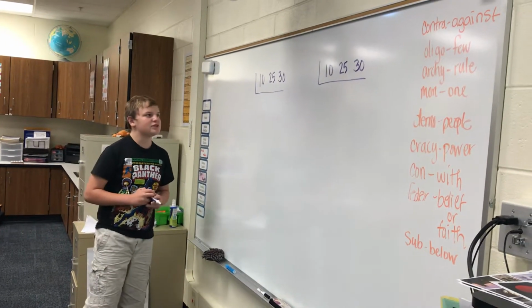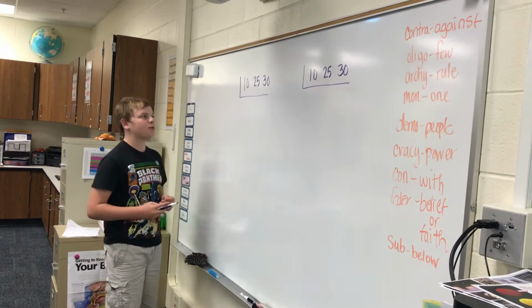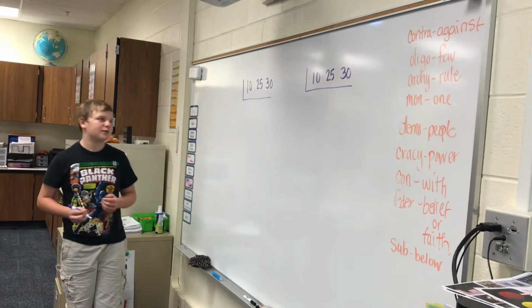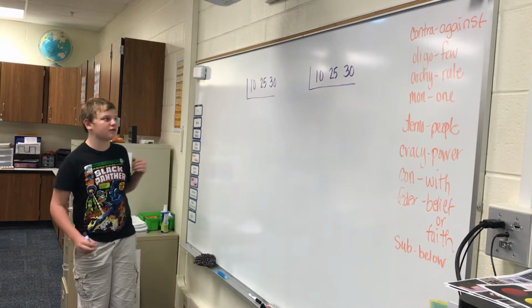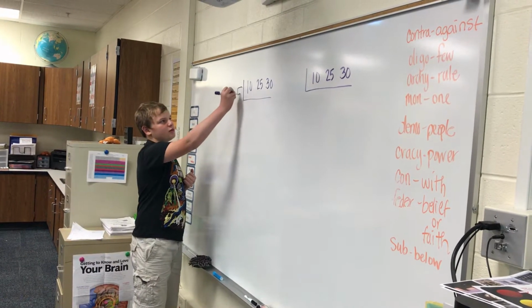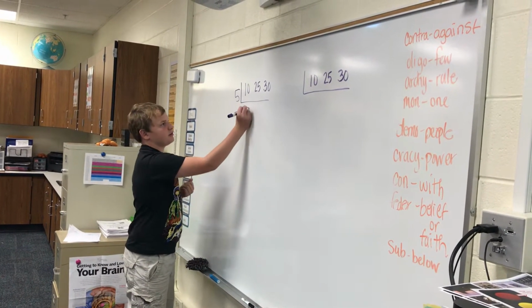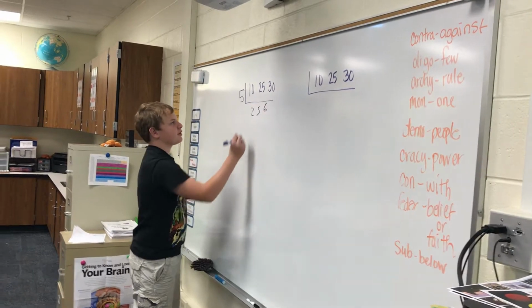So we were trying to find the GCF of the problem, and so we decided to use the ladder method to find the GCF of 10, 25, and 30. So you would just divide by 5, and you would get 2, 5, and 6. I'm going to stop there.